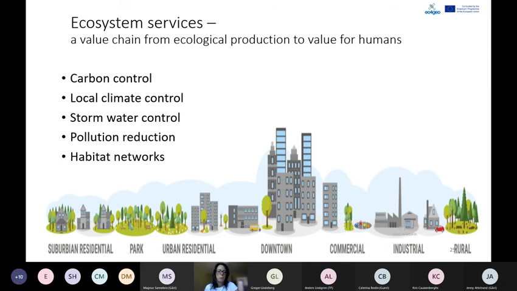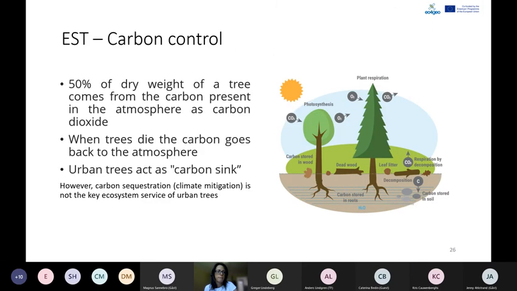I will say some words about some of these ecosystem services. Like everybody knows about carbon control, that trees, for example, bind carbon dioxide quite a lot. Gregor will tell you some numbers on that, how you can count on it. And they also store carbon in their wood and stem. Local climate control, I will come into that. Stormwater control, pollution reduction, habitat networks, etc., etc. First, carbon control.